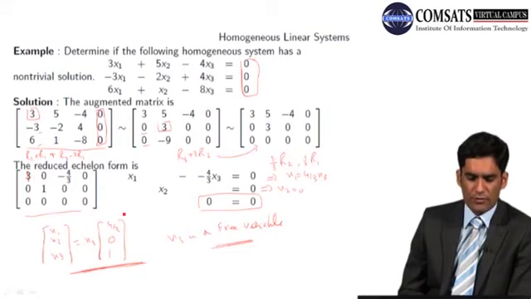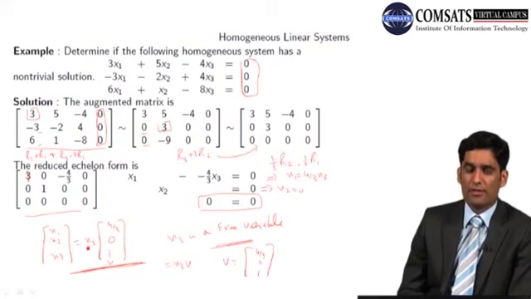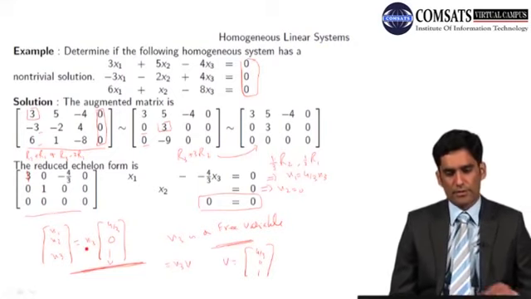And if I denote this vector with v, then I can write the solution as x3 times v, where v equals 4 by 3, 0 and 1. And x3 I can take as any parameter. I call this x3 variable a parameter. So let's go to the next slide.